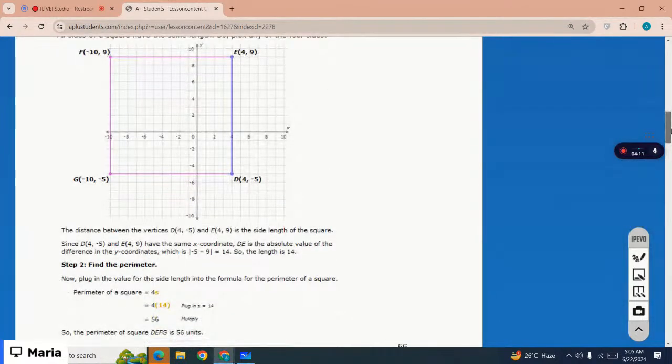So the perimeter of the square is 4 times s, right? That is a square, so all the side lengths of the square are exactly equal. The perimeter of the square is 4 times s. s is 14. So you have to do 4 times 14, which is 56. So the correct option is 56.